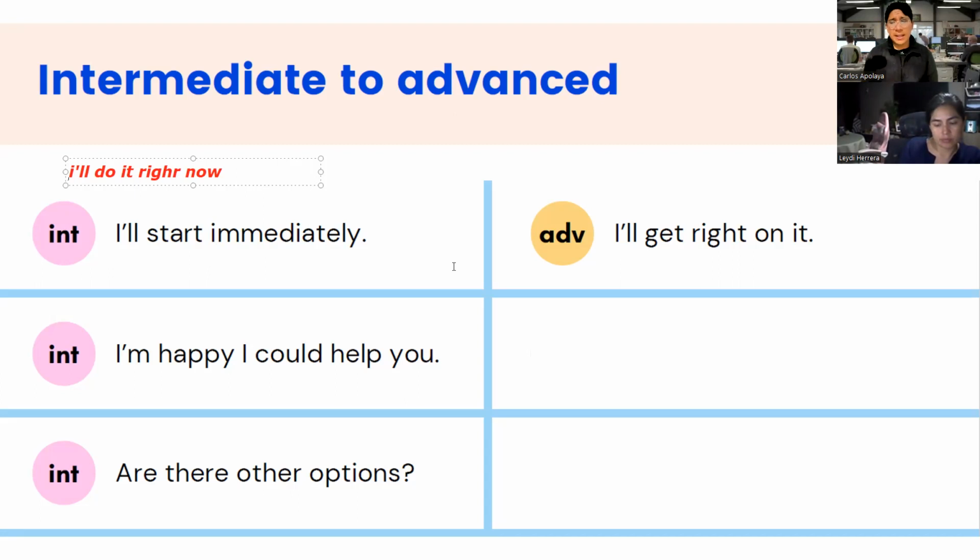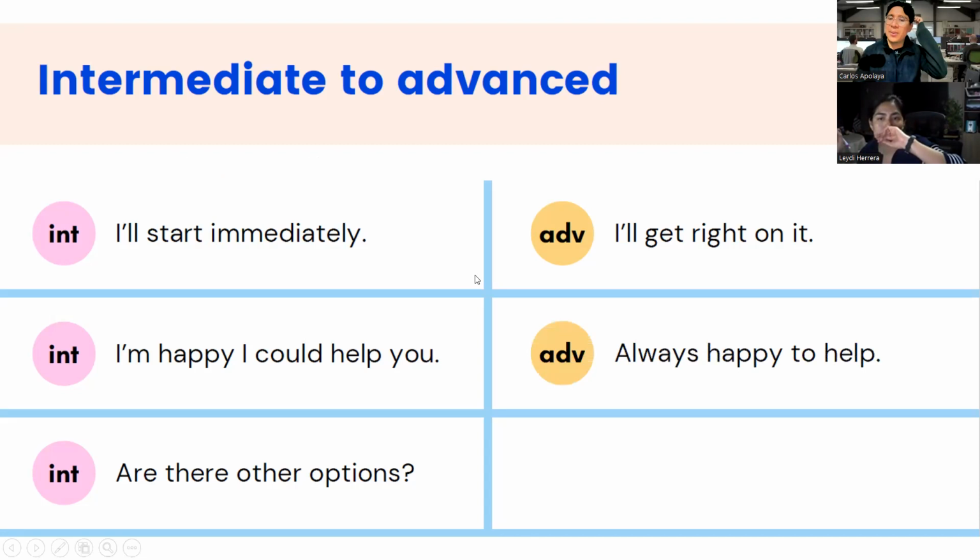Hey, can you do it right now? Yes, I'll do it. I'll get right on it. Lo voy a hacer al toque. Ya mismo lo hago. Okay? I will do it right now. I'll get right on it. And I'm happy that I could help you. This is not like an advanced word, but you might hear this expression in real life, in context. Maybe when you buy something, you can say, always happy to help.